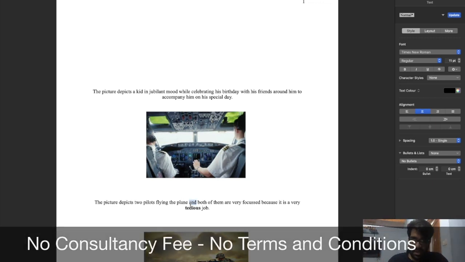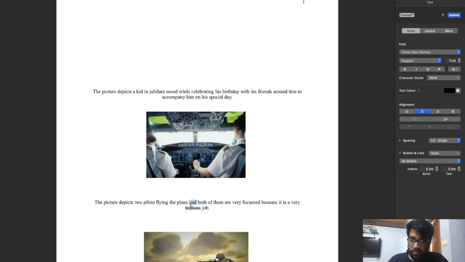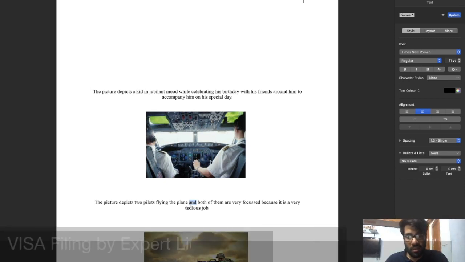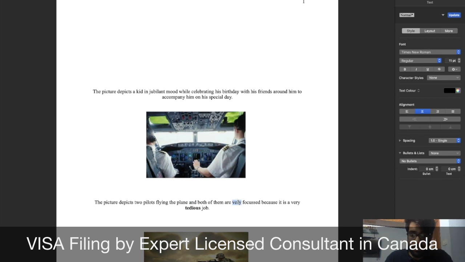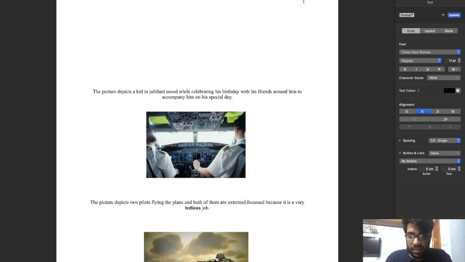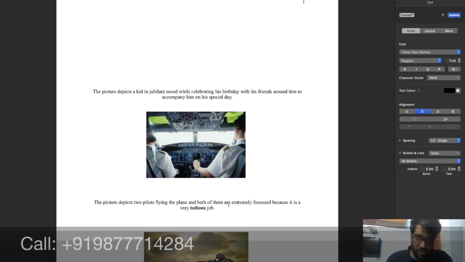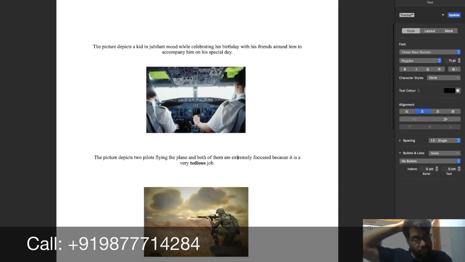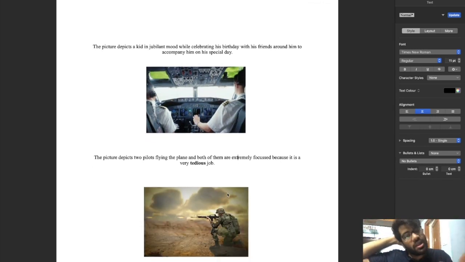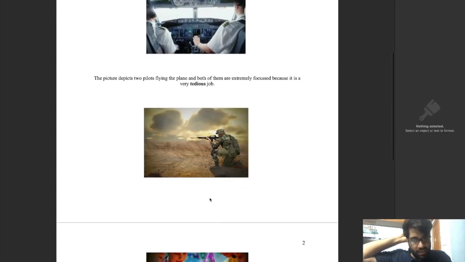So the picture depicts two pilots flying the plane and both of them are very focused because it is a very tedious job, right? Or you can also replace very with extremely because we are repeating very two times. So let's replace very with extremely. If you can do that, okay. We are not targeting 150 in Duolingo, we are targeting 110. Your job would be done even if you can do that.